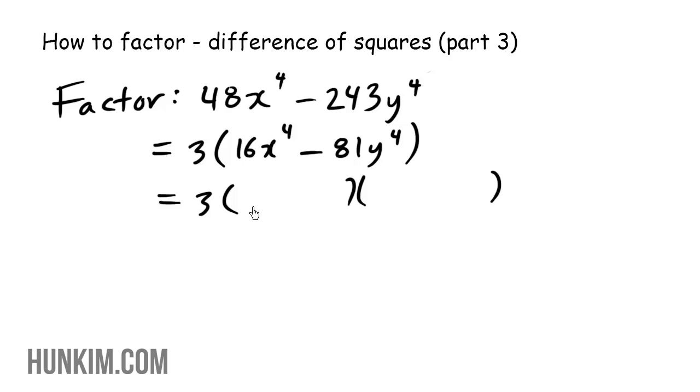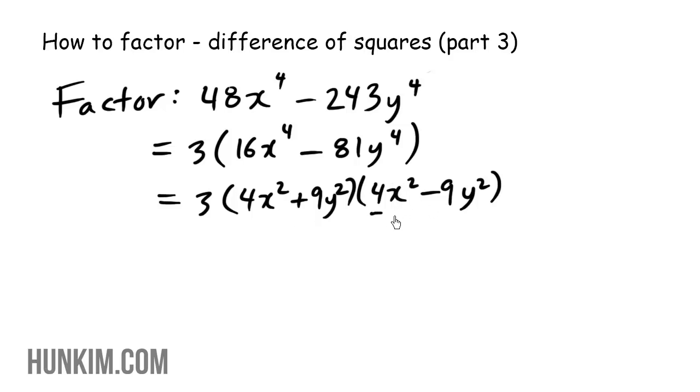What times what is 16x to the 4? We have 4x squared because 4 times 4 is 16. X squared times x squared is x to the 4 because we add the exponents. 2 and 2 is 4. So we copy this down twice. We always write plus minus. And what times what is 81y to the 4th? We do the numbers first. But remember, we also need to remember the y squared, because y squared times y squared is equal to y to the 4 because we're adding the exponents.